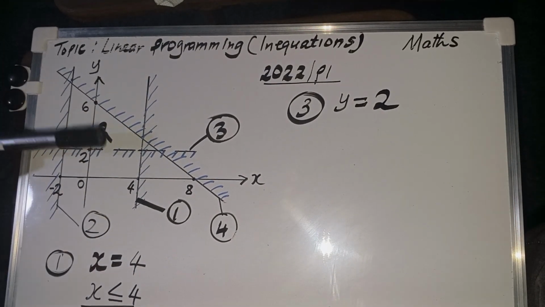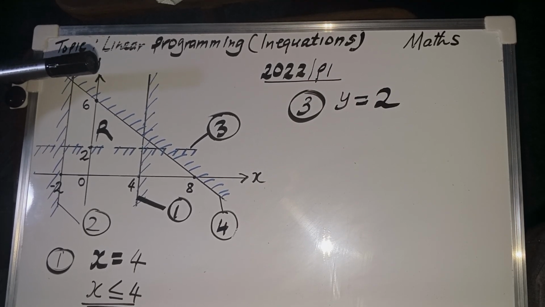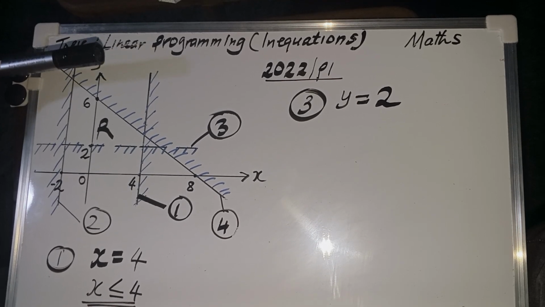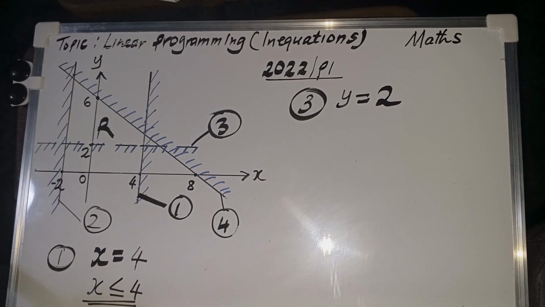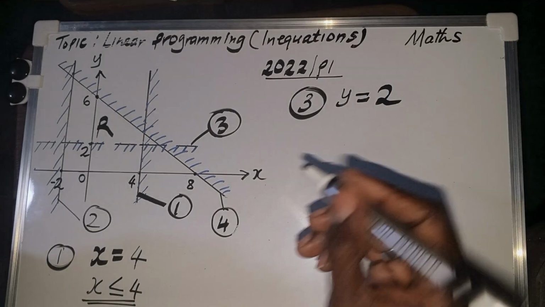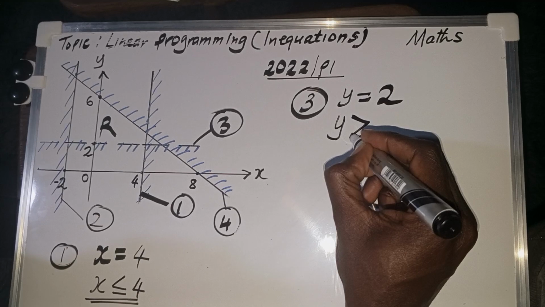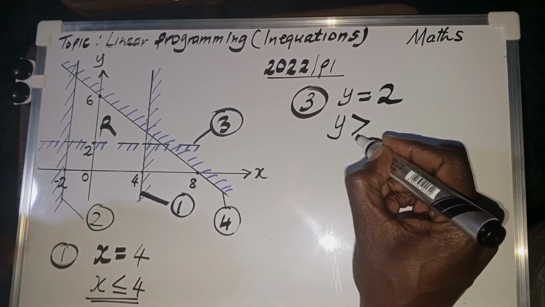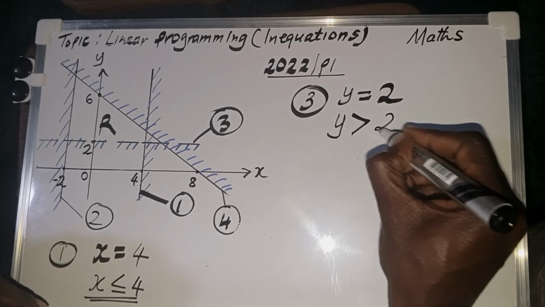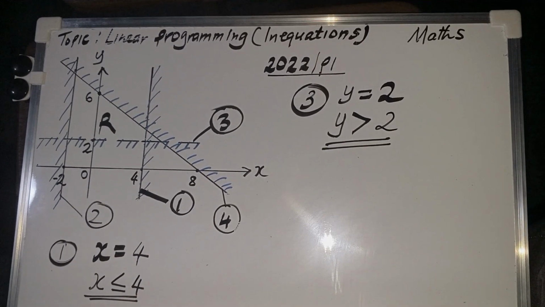So what is happening to the numbers as you go up? Of course, they are increasing. Very good. And that's the key concept you need to have. So what inequality sign are we going to use? We are going to use greater than. Now, because this line is a dotted line, you don't put the equal to sign. So y should be greater than, and I'm not going to include the equal to sign because that is a dotted line. So y is greater than 2. This is the third inequality that you have.